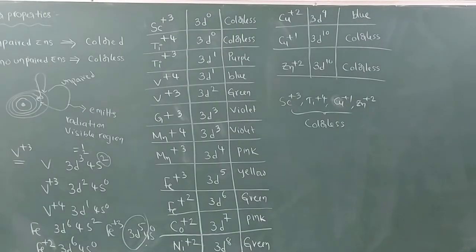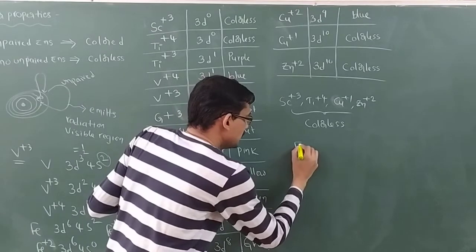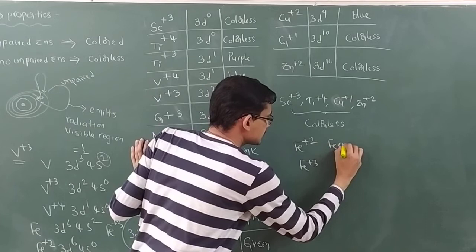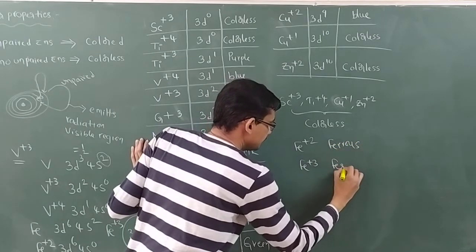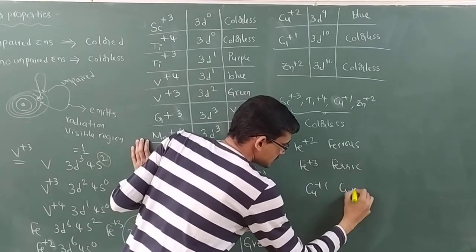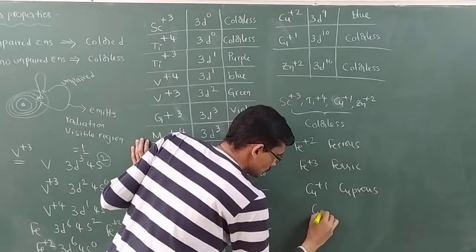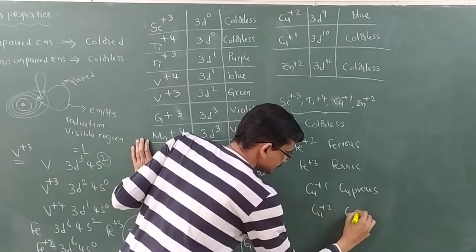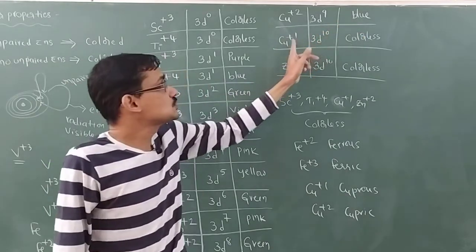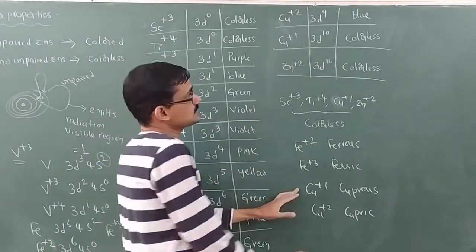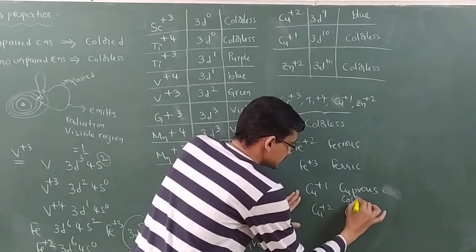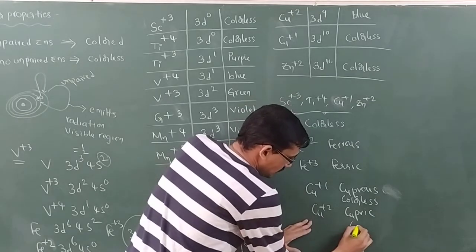One more thing here. If you take Fe plus 2, this is called ferrous. Fe plus 3 is called ferric. Similarly, Cu plus 1 is cuprous, Cu plus 2 is cupric. Now, Cu plus 2 is blue color, Cu plus 1 is colorless. That means cuprous is colorless, and cupric is a colored thing.